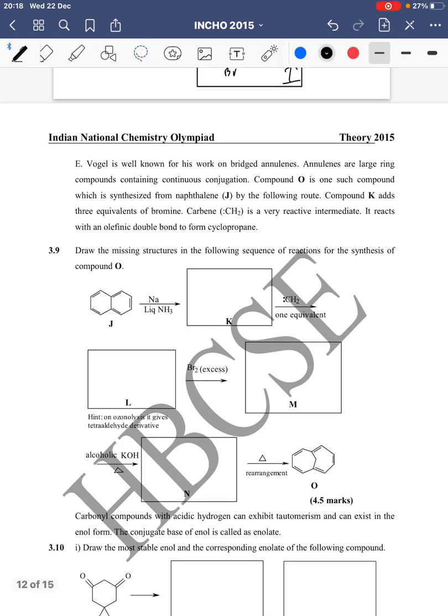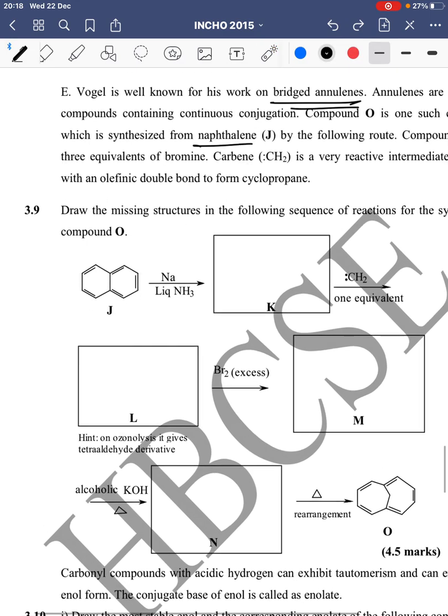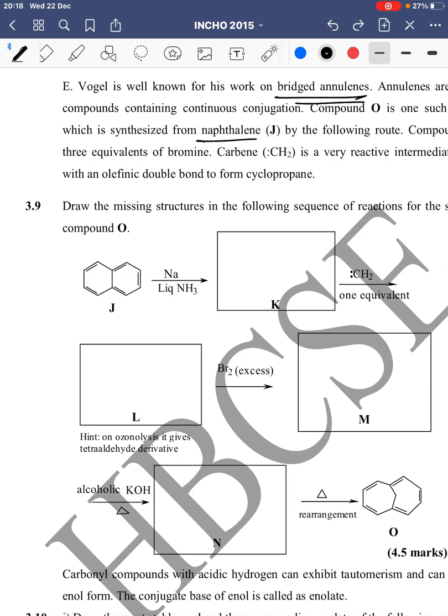Okay, let's move to 3.9 part, that is E. Vogel is well known for his work on bridged annulenes. Annulenes are large ring compounds containing continuous conjugation. Compound O is one such compound synthesized from naphthalene by the following route. So the route is given here. Compound K adds two equivalents of bromine. Okay, and carbene is a very reactive intermediate here. So we'll have to look at carbene here.